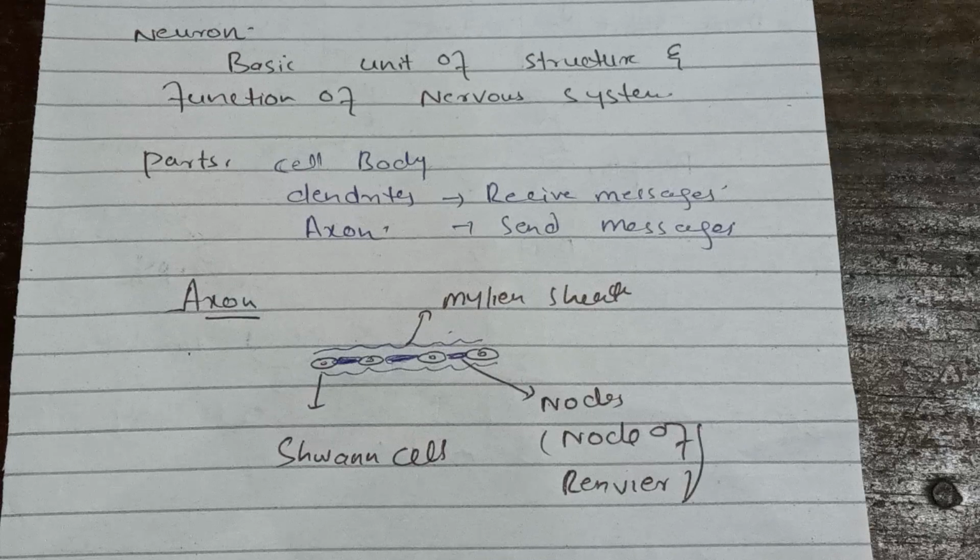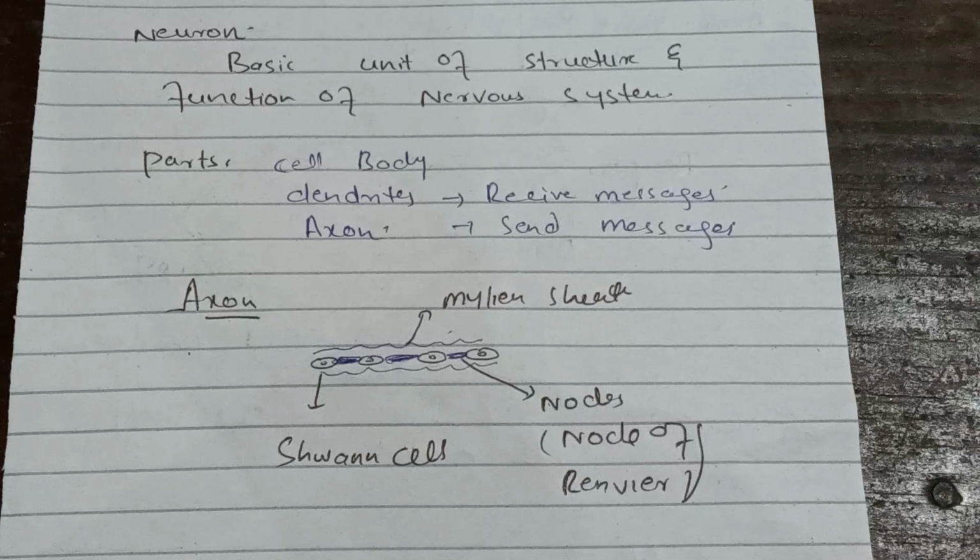There are three parts of a neuron: cell body, dendrites, and axon. The cell body contains a nucleus and other organelles like other cells, such as Golgi body, mitochondria, ribosomes, etc. It is a membrane-bounded part. Dendrites arise from the surface of the cell body. Dendrites receive messages when there is a stimulus or any change. Dendrites are specialized in function to receive these messages.